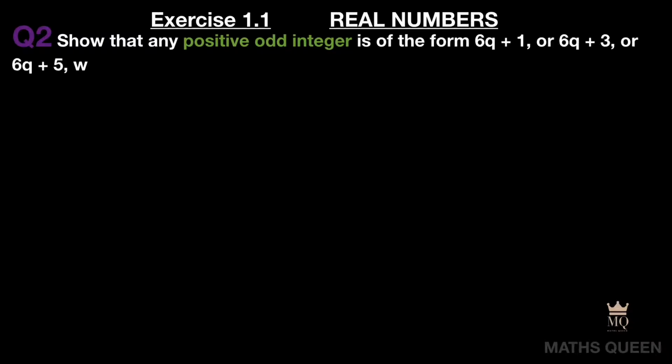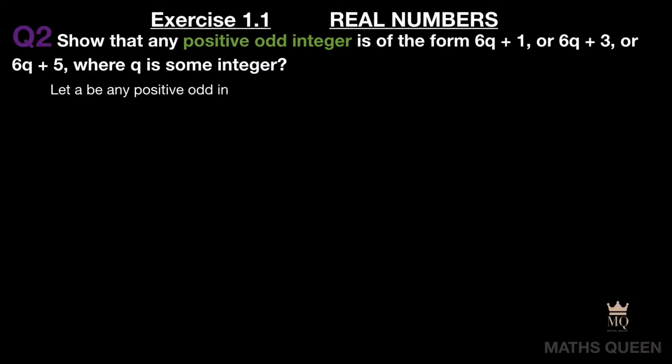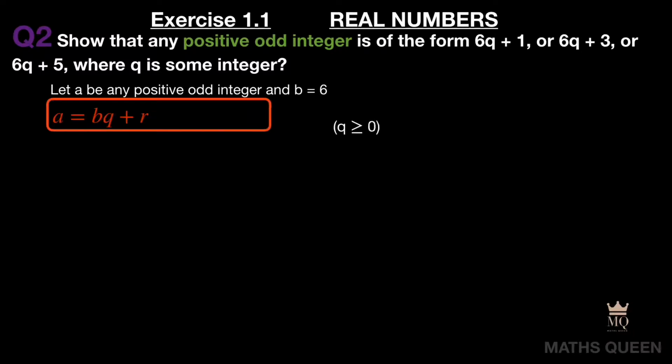Show that any positive odd integer is of the form 6q + 1 or 6q + 3 or 6q + 5, where q is some integer. So in these type of questions, we take the positive odd integer as a and b as 6, because we have to prove it as 6q + 1, 6q + 3 or 6q + 5. So applying Euclid's division lemma, we have a = bq + r. It's given q is some integer, so we write q is greater than or equal to 0, indicating that it is a positive integer. We have 0 ≤ r < b. So r can be 0, 1, 2, 3, 4 or 5.